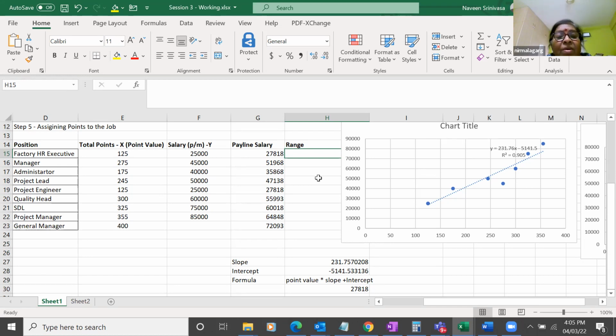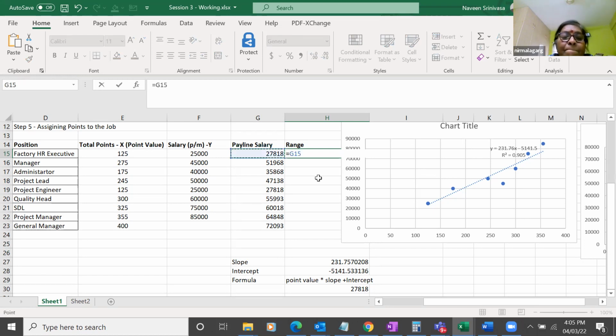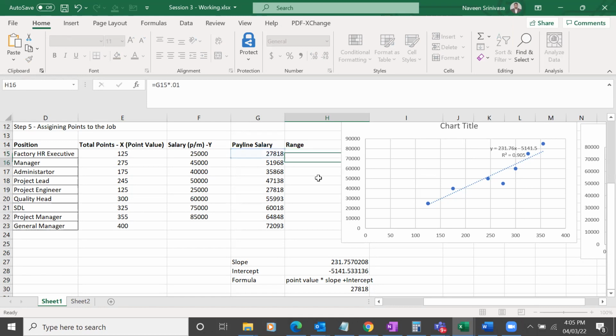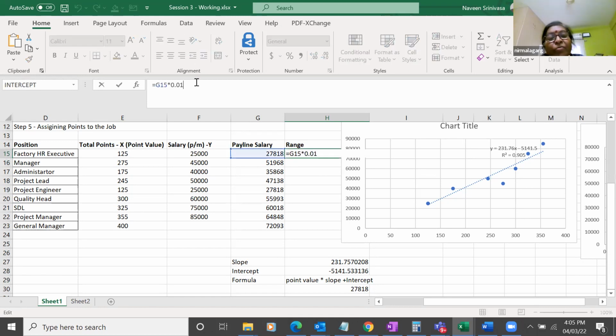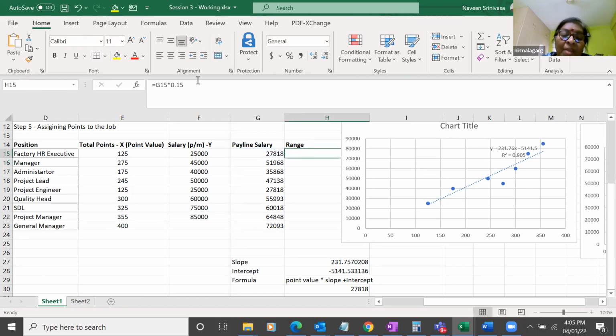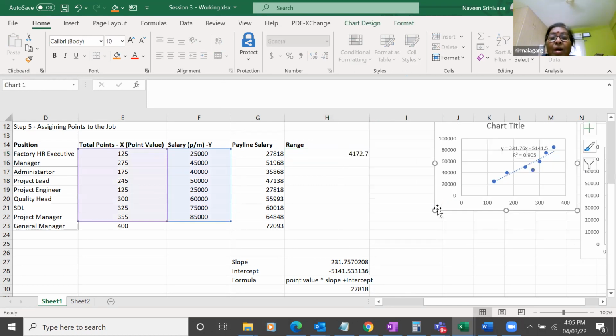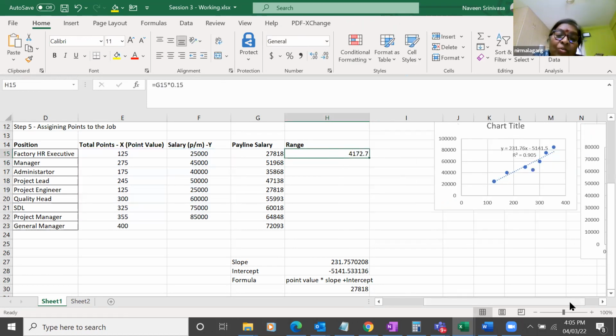So just do it right away. 15% of 27,818. Just multiply by 115%. You have to subtract 15% of 27,818 to make it the minimum, and add 15% of 27,818 and that will become your maximum. You just do it for two positions, that's good enough so that you get an understanding. It should be percentage.